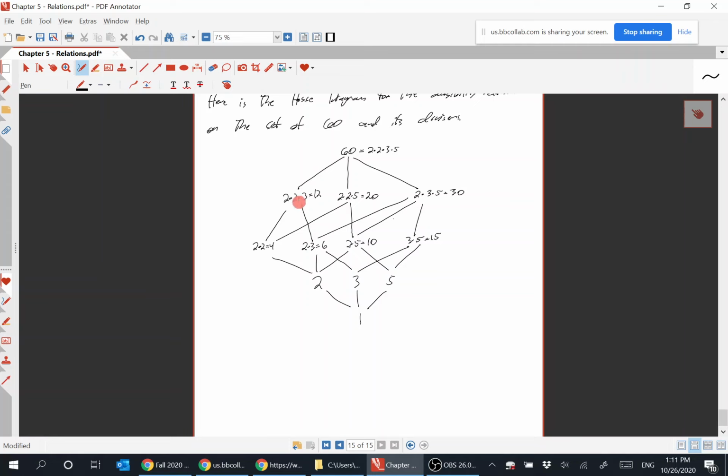But there is a path from 3 to 12. There is a path from 2 to 30, from here to here. But there is no path from 2 to 15. 2 doesn't divide 15, right? So this Hasse diagram depicts very neatly all of the divisibility relations between the integers within 60 and its set of divisors.